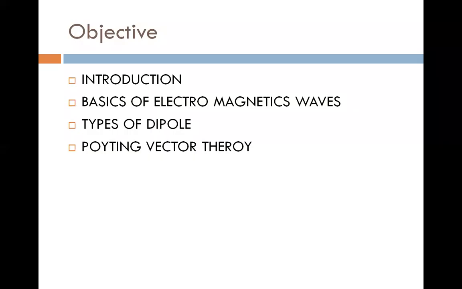In this chapter, exactly what we study, these are the main objectives: introduction, basics of electromagnetic waves, types of dipole, and finally the Poynting vector theorem. Those are the objectives we study in this chapter. Now these are the points.